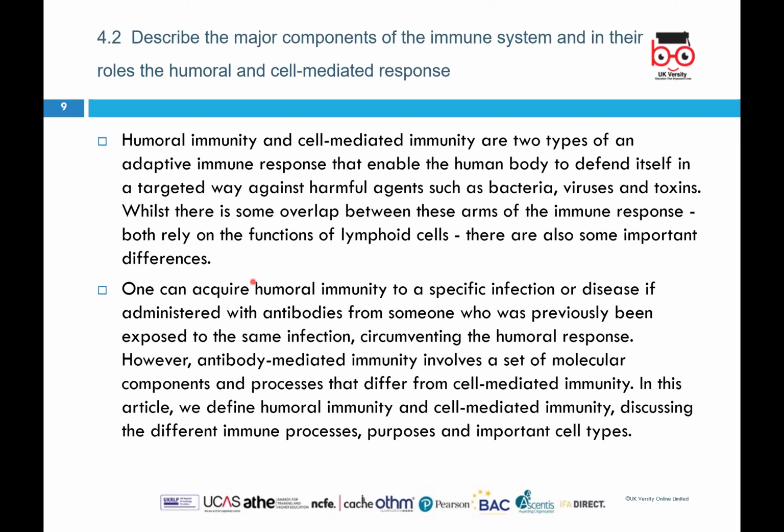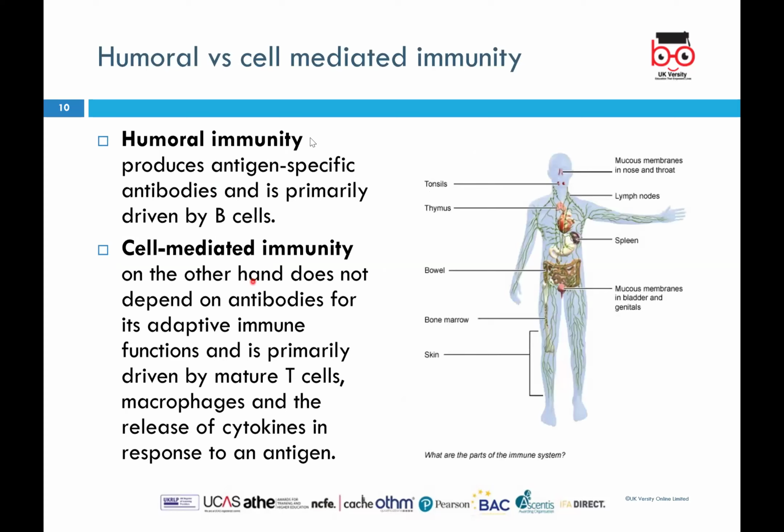Humoral and cell-mediated immunity, we had talked about these two. Cell-mediated immunity is through T cells, and humoral immunity is through B cells, through antibodies. Cell-mediated immunity is not triggered from antibodies, whereas humoral immunity is triggered from antibodies. Not going into detail, we've talked about B cells. Humoral immunity is driven by B cells. Cell-mediated immunity is driven by T cells, macrophages, and the release of cytokines.